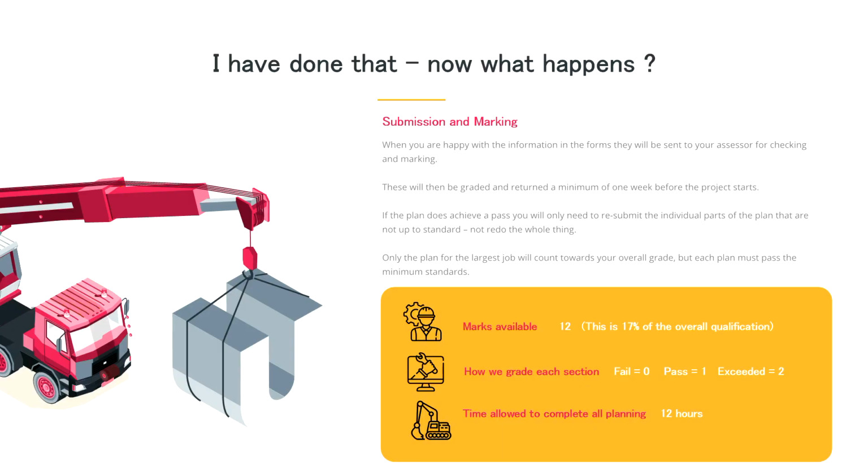Don't forget, only the plan for the largest job will count towards your overall grade, but each plan must pass the minimum standards. So let's have a look. We've got 12 marks available, which is 17% of your overall qualification for this part alone. So it's really important. And we grade each section as a 0 for fail, a 1 for a pass, and a 2 for exceeded. And you're allowed 12 hours to complete the maximum of 4 plans.